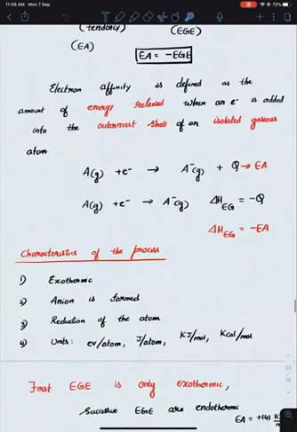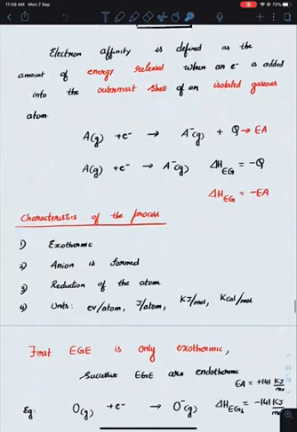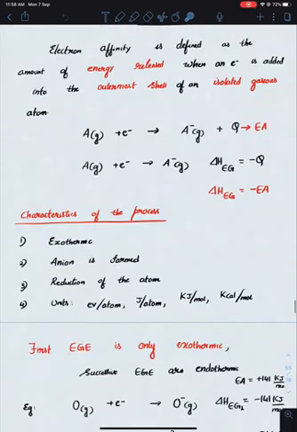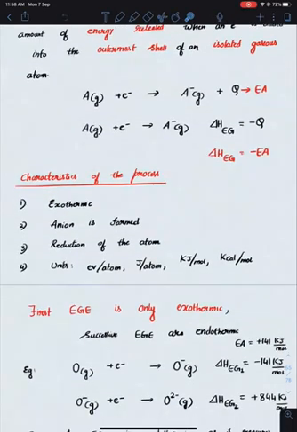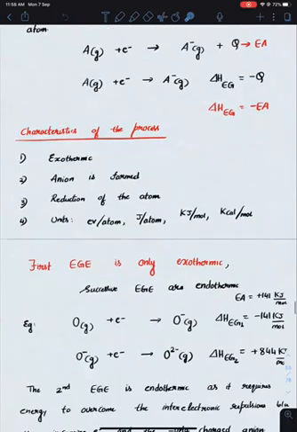Okay. The process in general, if I am talking about the first electron gain enthalpy, it is exothermic. An anion is formed. The process of gaining of electrons is termed as reduction, hence it is reduction of the atom. The units will be electron volt per atom or joule per atom, kilojoule per mole or kilocalories per mole.